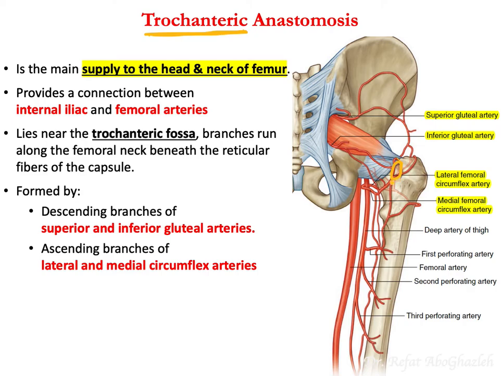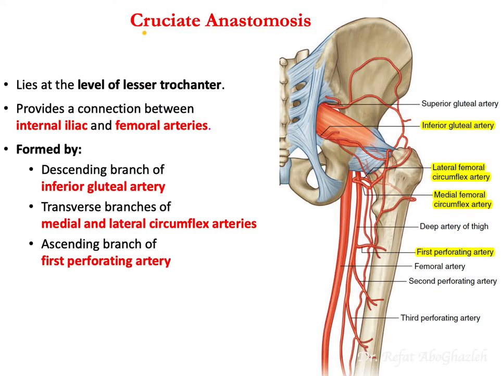So what are the arteries that contribute to form this anastomosis known as the trochanteric anastomosis? Very simple. Superior gluteal artery, inferior gluteal artery, right? Plus medial circumflex and lateral circumflex of the deep femoral artery or deep artery of the thigh. Okay, 4 branches, right? Superior and inferior gluteal, lateral and medial circumflex. Very simple. But there is another anastomosis known as the cruciate anastomosis. It's known as cruciate because the arteries are crossing each other like a cross, right?